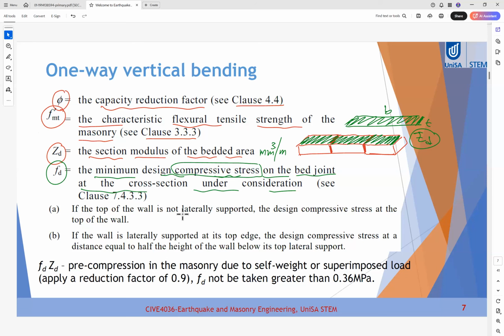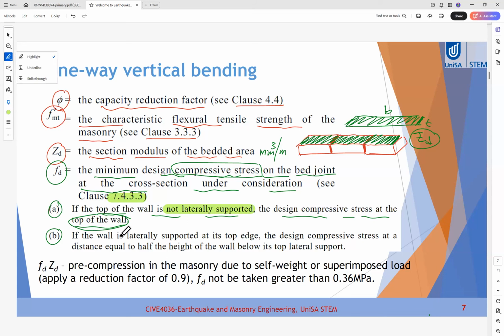Okay. So ZD is the section modulus, FD is the design compressive strength. The design compressive strength you learned earlier in the design of unreinforced masonry walls can come from clause 7.4.3.3. We have also two cases for FD. If the top of the wall is not laterally supported, FD will be the design compressive strength at the top of the wall.